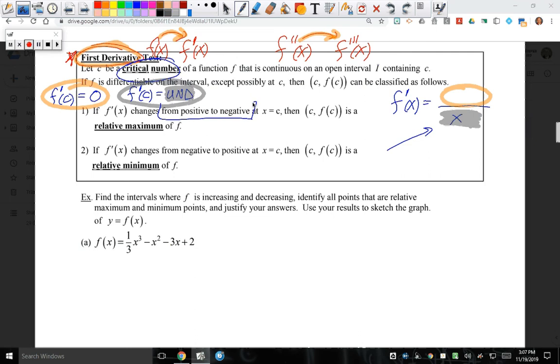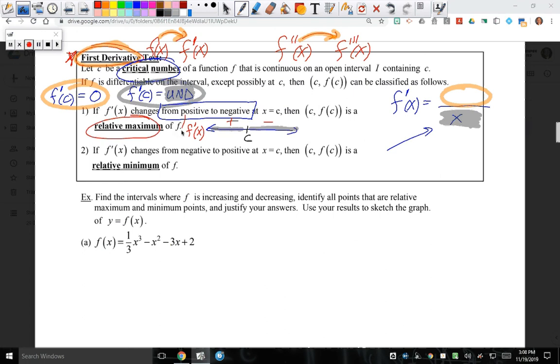Why is it that I can't just put change of signs, instead of from positive to negative? You want to know which way it's changing. Because this right here is saying, here's your critical value, C. I'm analyzing the signs of f prime of x, so I'm going to test two intervals. I'm going to put test points from there and there. And if the signs give me that it changed from positive to negative, that's when I will have a maximum.